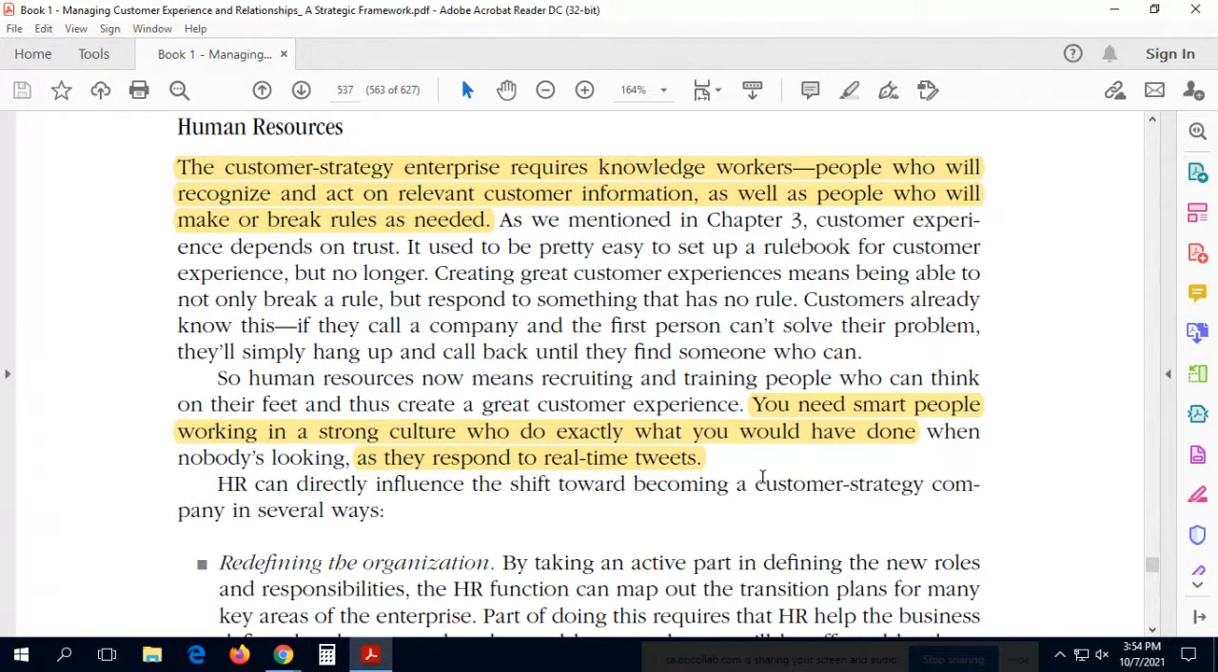Then the SOPs are going to be extremely long and tedious, and no one will be reading them. Well, already many people don't read SOPs, but then the percentage is going to decline even more. So in that context, you need smart people working in a strong culture who do exactly what you would have done. So if you are a boss, manager, whatever, what you would have done. I gave you various examples, a simple example like the paper bag, and complex examples like University of the West Indies, leadership of UV, what you would have done as they respond to real-time tweets, because technology is there, a customer is going to speak with a customer rep, make some complaint, I need this, I need that, whatever.